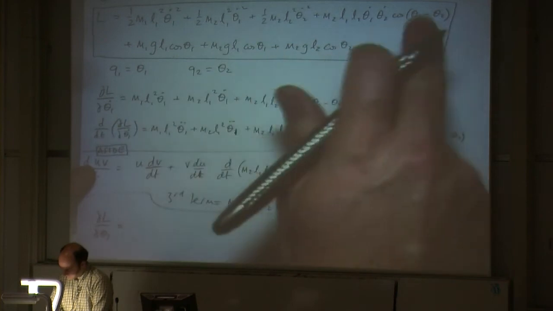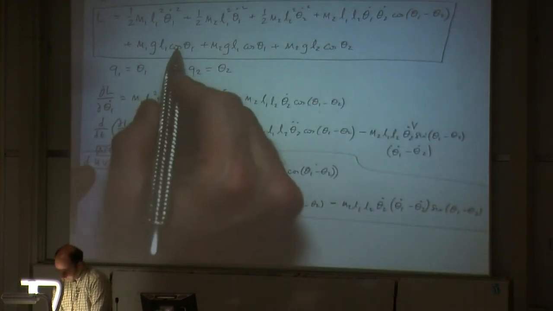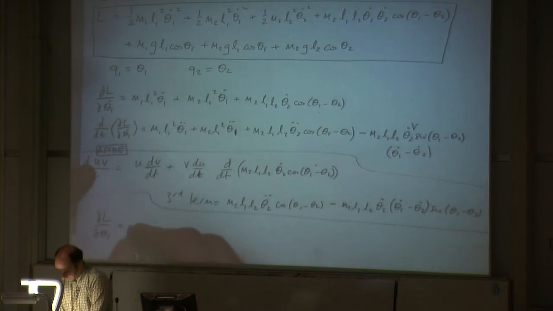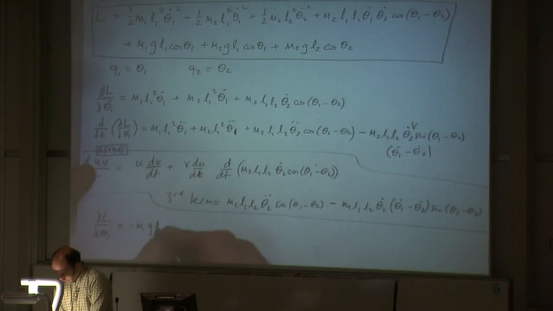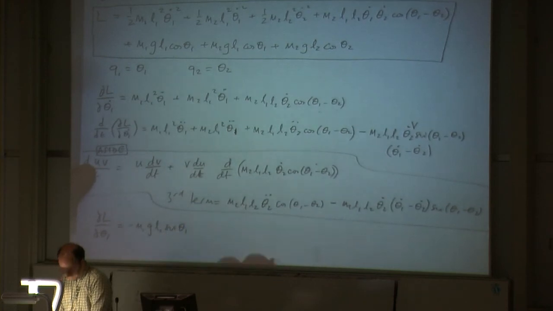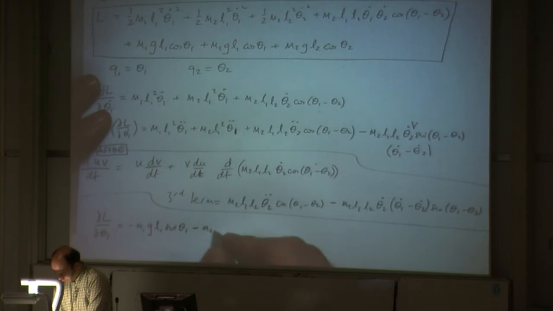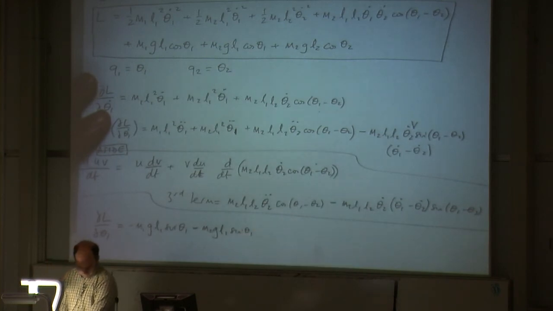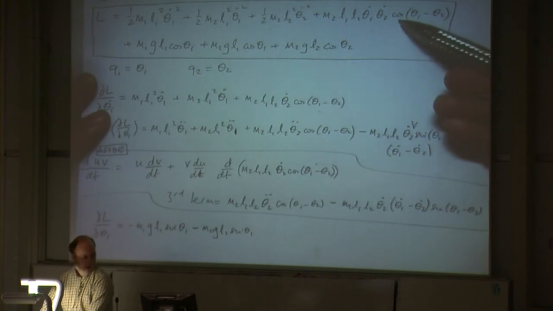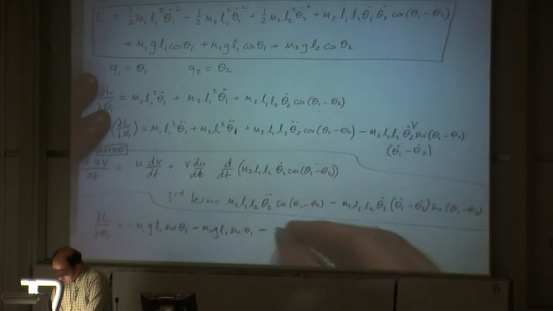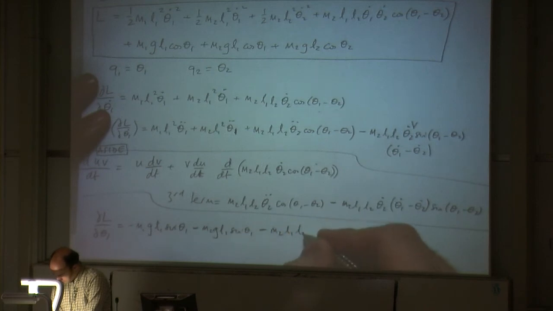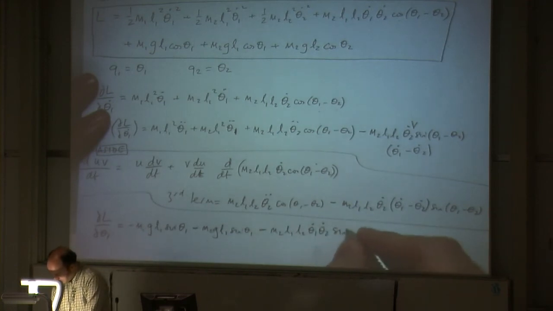I'll deal with these two terms first, and then we'll go back to this one. So we've got cosine is minus sine. So we've got minus m1 g L1 sine of theta 1. Here, cosine turns into minus sine, so we've got minus m2 g L1 sine of theta 1. And then again with this term, cosine turns into minus sine, so this is minus m2 L1 L2 theta 1 dot theta 2 dot. Now it's all constant. This becomes sine of theta 1 minus theta 2.